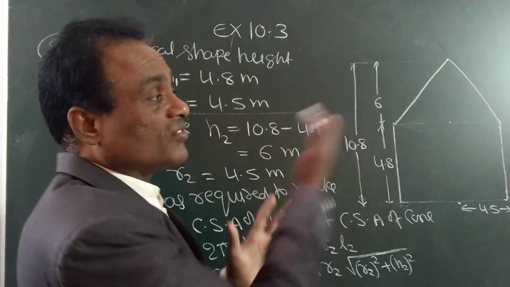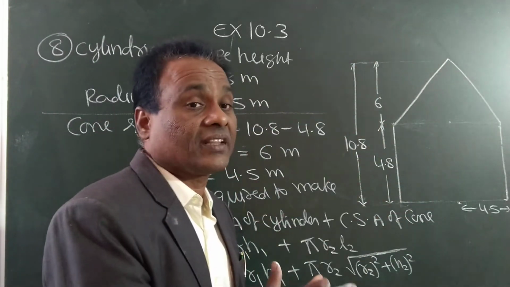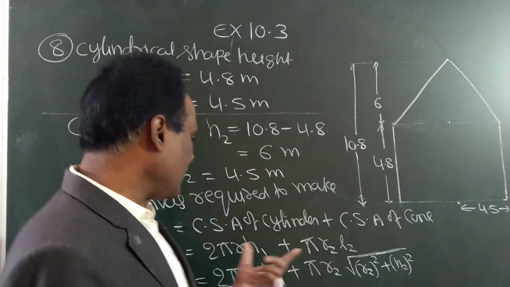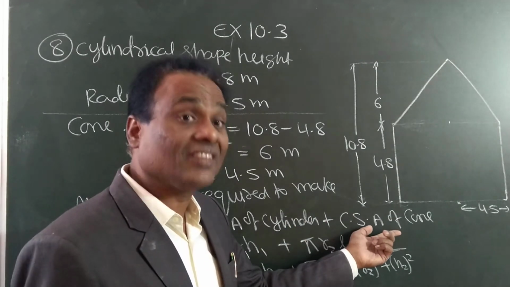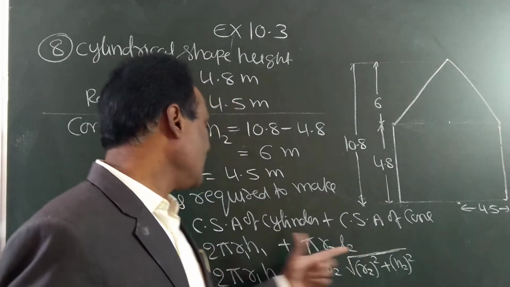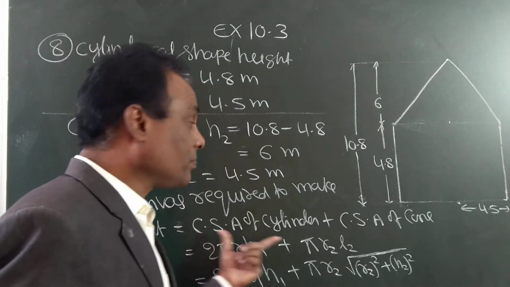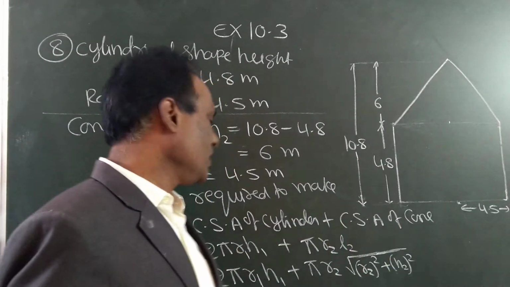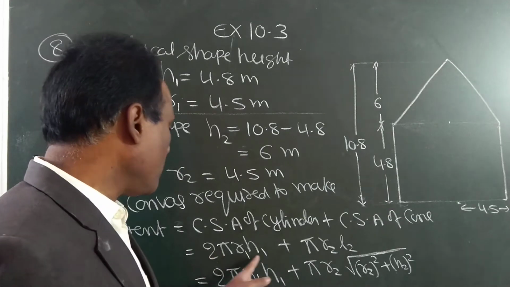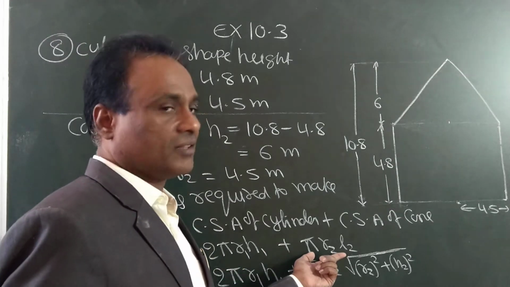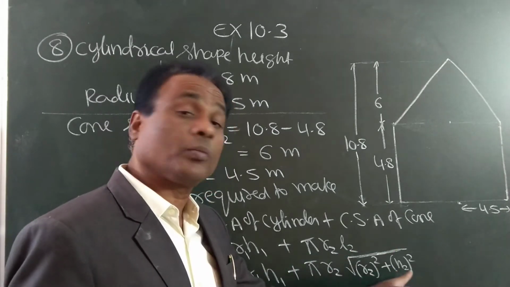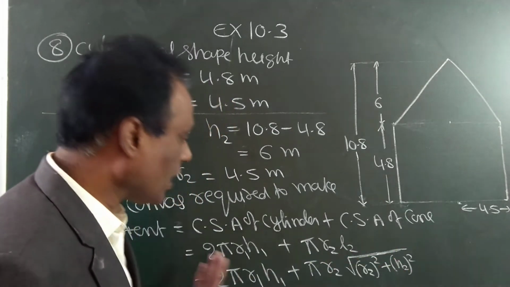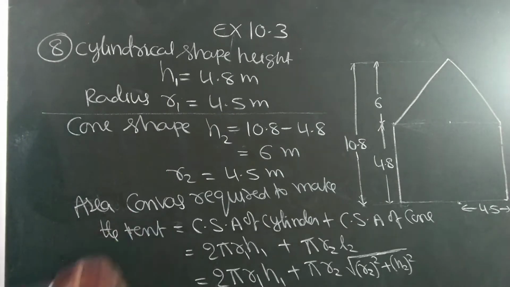So how much cloth is required to make the tent? That is nothing but the lateral surface area of the cylinder plus the lateral surface area of the cone. Lateral surface area is also called curved surface area. The cylinder formula is 2 pi RH, and this one is pi RL, but L is not known. L is equal to root of R square plus H square, the formula I have given. Now I will substitute in the next step. Write down up to here.